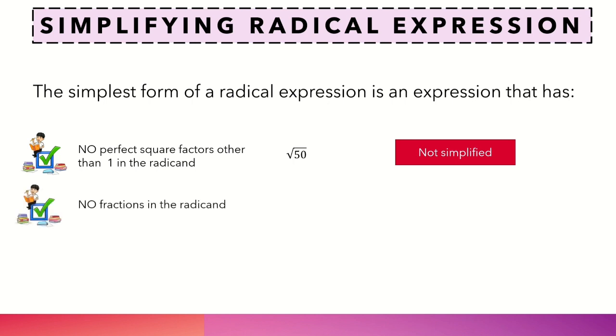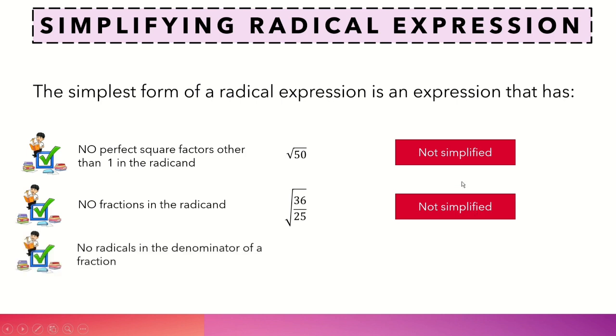Number 2, we have no fractions in the radicand. Let's say we have square root of 36 all over 25. Still, this one is not in simplest form. These two are already discussed in my previous video. For today, we're going to discuss no radicals in the denominator of a fraction.